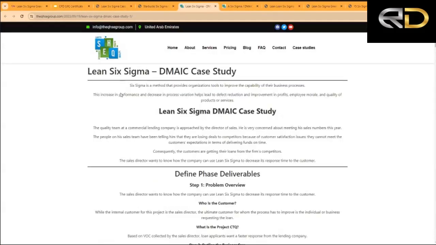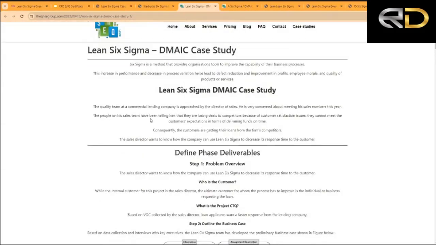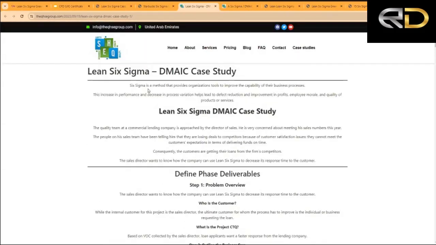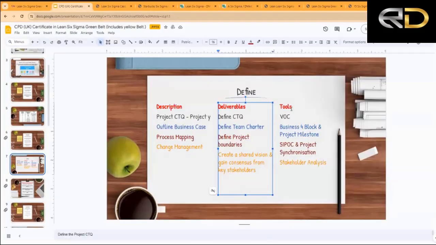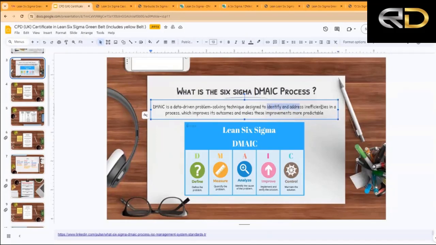Okay, so this is also a case study that you're going to see, one of the 15 case studies, and this case study is coming from a bank. So just to give you an overview, Six Sigma is a method that provides organizations tools to improve the capability of their business processes. That is Six Sigma. We are improving capability of business processes. How do you improve capability of a process? You improve capability of a process by identifying and addressing inefficiencies.